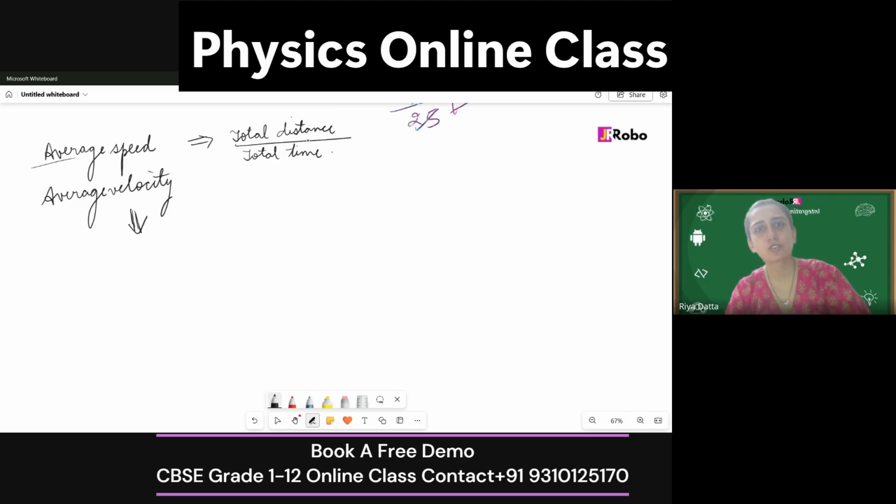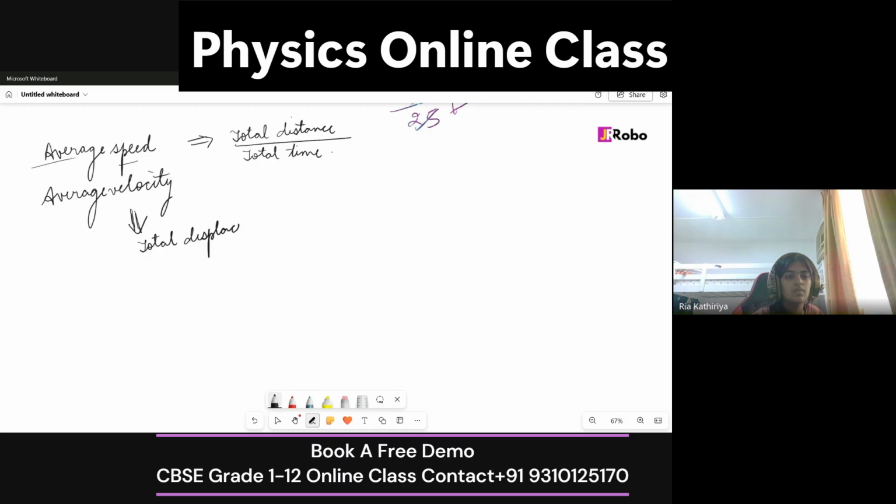We calculate the average. So what we do, we simply add up all the values upon total number of things. Then we get the average. So average means adding up all the things and then calculating the ratio. So in case of average speed, I will simply write total distance covered upon total time taken. Right? And in case of average velocity, it will be total displacement upon total time.